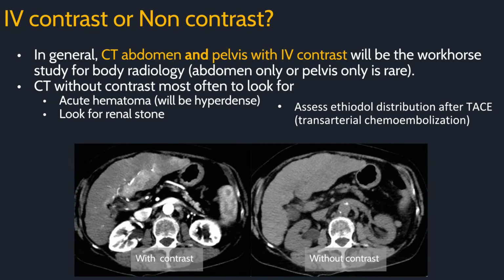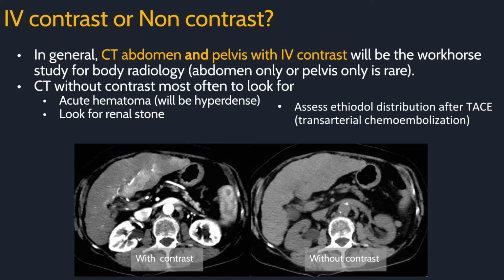Moving on to protocols. When do you choose IV contrast or no contrast? Generally, the CT abdomen and pelvis with IV contrast will be the main study. Non-contrast studies are helpful for a few scenarios: acute hematomas, renal stones, or ethiodol deposition after TACE procedures. This example demonstrates the value of contrast, enhancing density differences in relation to blood flow.